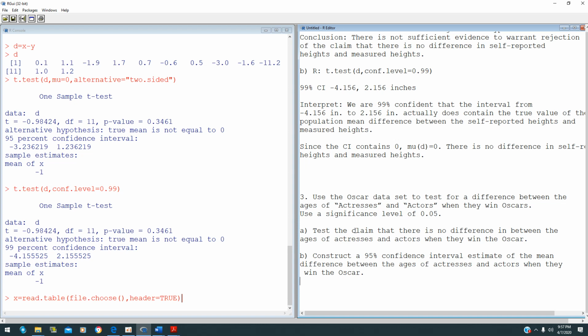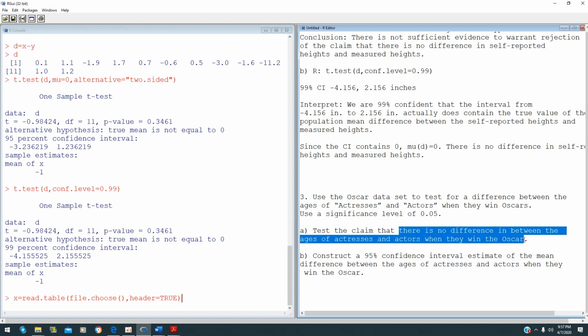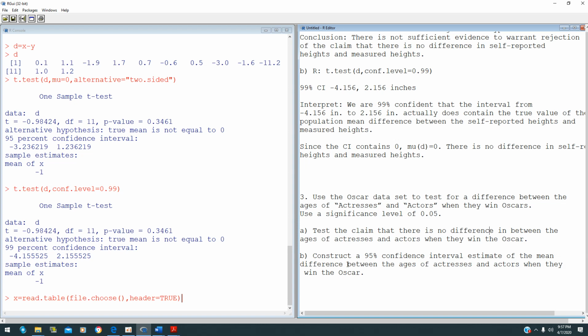Question A is asking to test the claim, and again we have to use hypothesis testing here, that there is no difference between the age of actresses and actors when they win the Oscar. So this is your claim statement in this case. Again, in order for us to do the claim's hypothesis testing, you have to go through the five steps here.